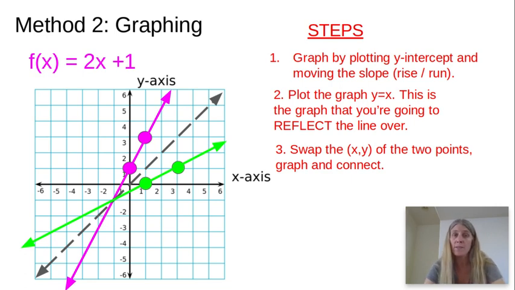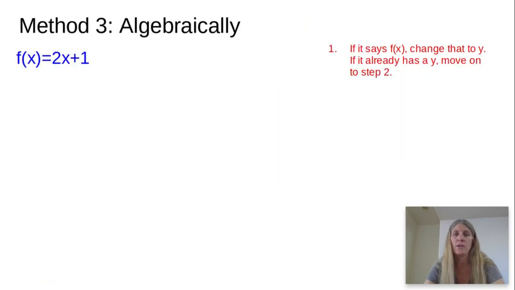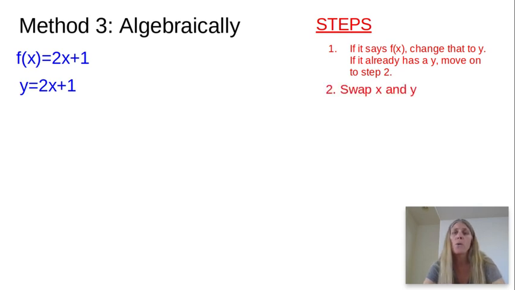Now, of course, we're going to want to bring this up to a higher level of difficulty, which is the level you guys are at in algebra, and that's to solve it algebraically. Once again, we're looking at the same problem we've looked at with the other 2 methods. As you can see, it says f of x. So our very first step is to change it to y. We're simply going to rewrite it as y equals 2x plus 1. If it's already written with y equals, you're going to leave it alone. Step 2, you're going to swap the x and the y's place. So instead of writing y equals 2x plus 1, you're going to write x equals 2y plus 1.